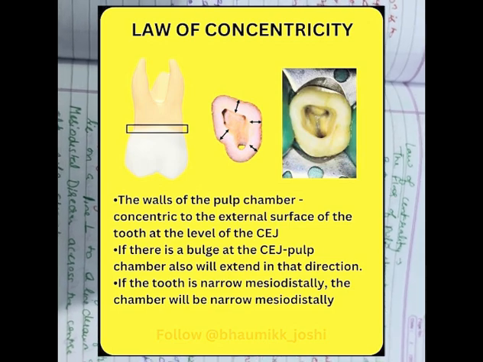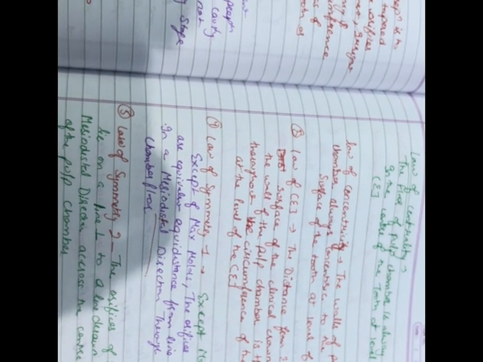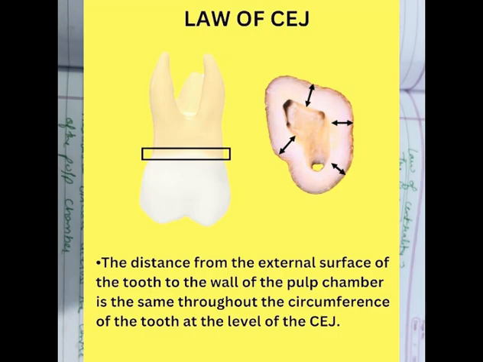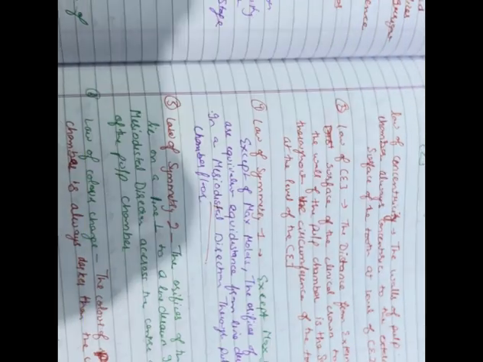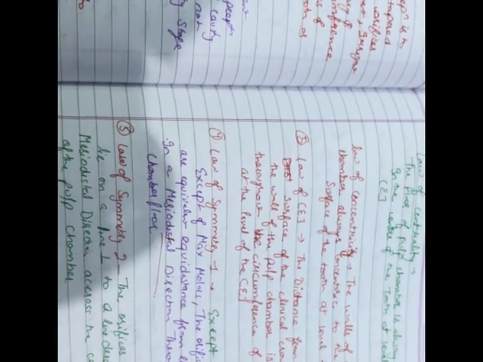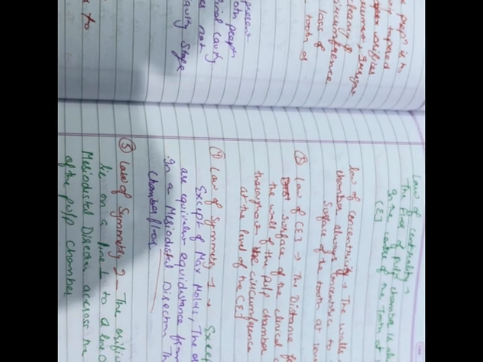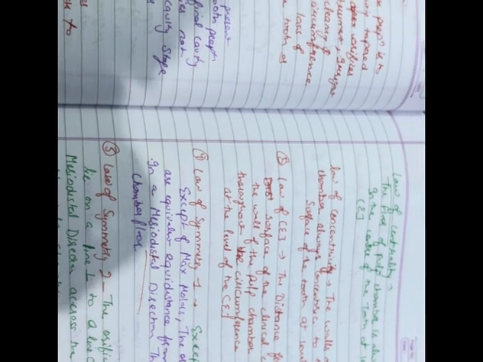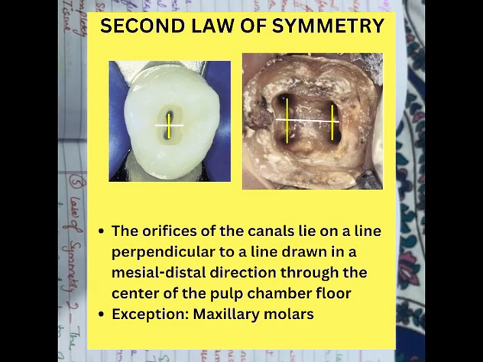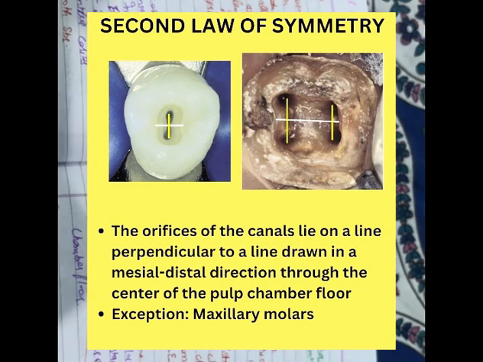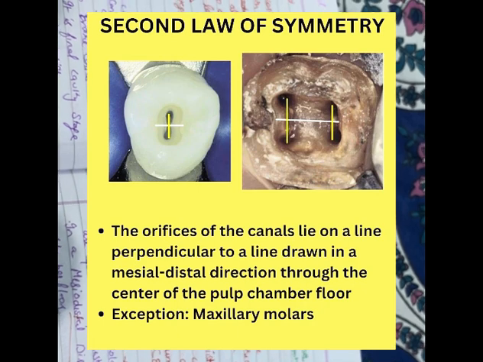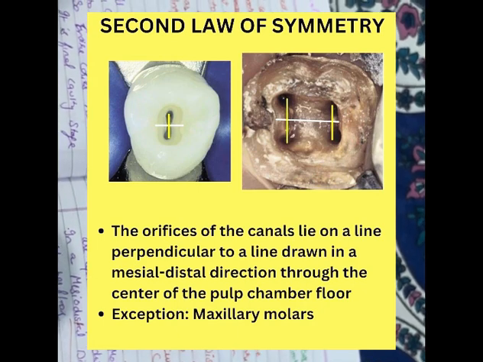Third one is the law of the cemento-enamel junction. The distance from the external surface of the clinical crown to the wall of the pulp chamber is the same throughout the circumference of the tooth at the level of the CEJ. Law of symmetry 1: except in maxillary molars, the orifices of the canals are equidistant from a line drawn in the mesiodistal direction through the pulp chamber floor. Law of symmetry 2: the orifices of the canals lie on a line perpendicular to a line drawn in a mesiodistal direction across the center of the floor of the pulp chamber.